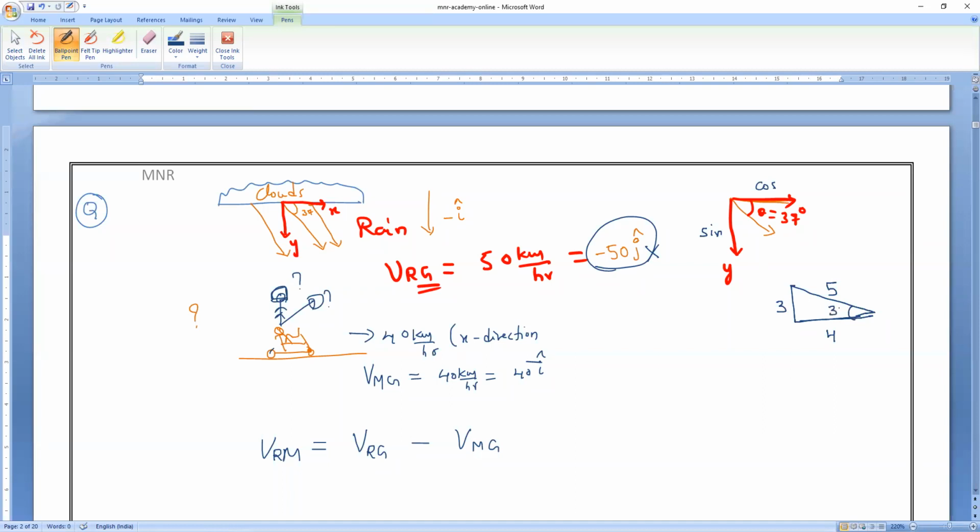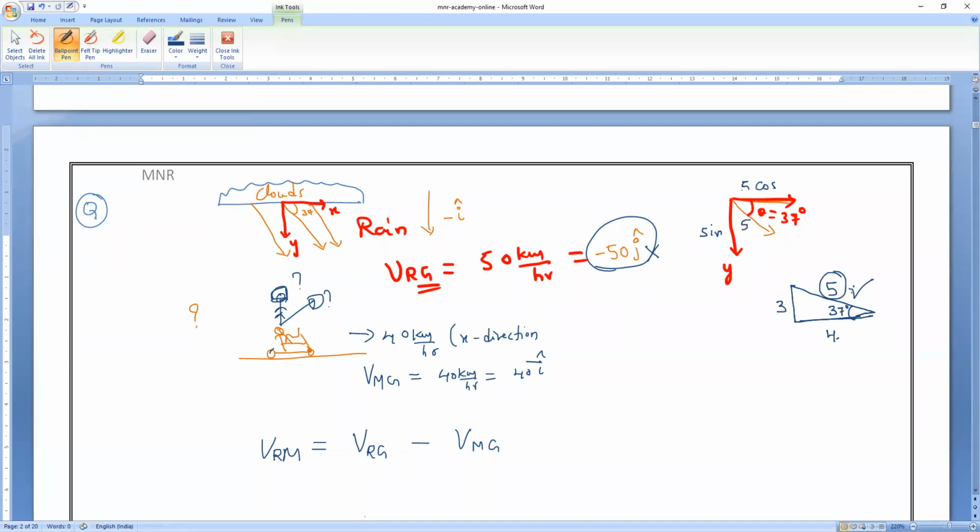37 degrees. Understand, everybody? Clear? So what will become the resultant here? The components are 3 and 4, and the hypotenuse is how much? 5. Yes, 5 it is.